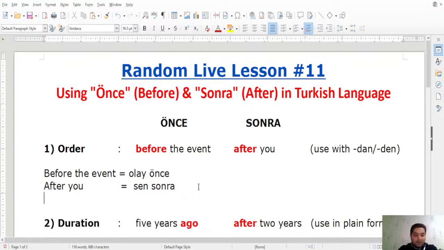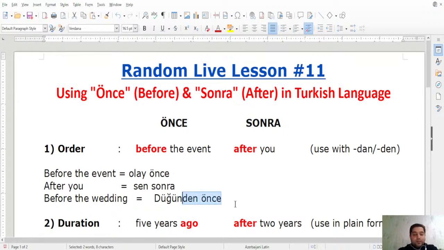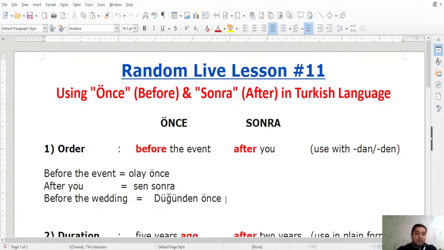So you can also say, for example, after the wedding or before the wedding. The wedding is düğün, right? If you want to say before the wedding, you have to attach dan or den, and because the last vowel in düğün is a soft vowel, you will use den, not dan: düğünden önce. Here önce means before. It is used together with the ending dan or den, which is, by the way, the ablative case ending. If you want to say after the wedding, you would say düğünden sonra.